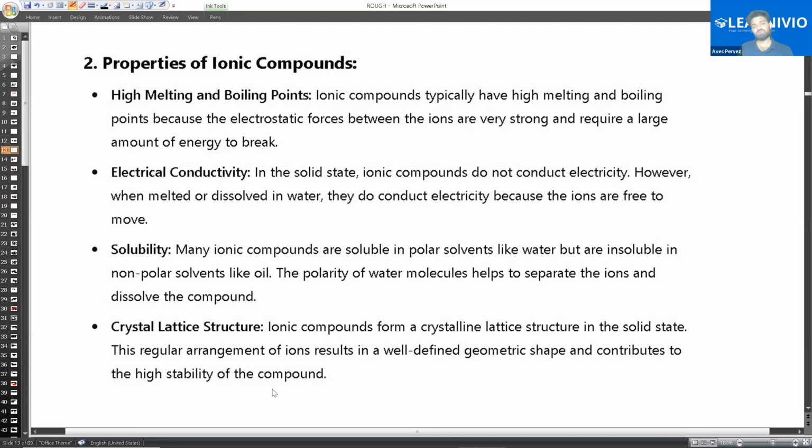First read it thoroughly and try to memorize it. And also the solubility. Ionic compounds are soluble in polar solvents only, like water. They are not soluble in non-polar solvents like petrol, diesel, oil. High melting point and boiling point, electrical conductivity, solubility, and crystal structure.